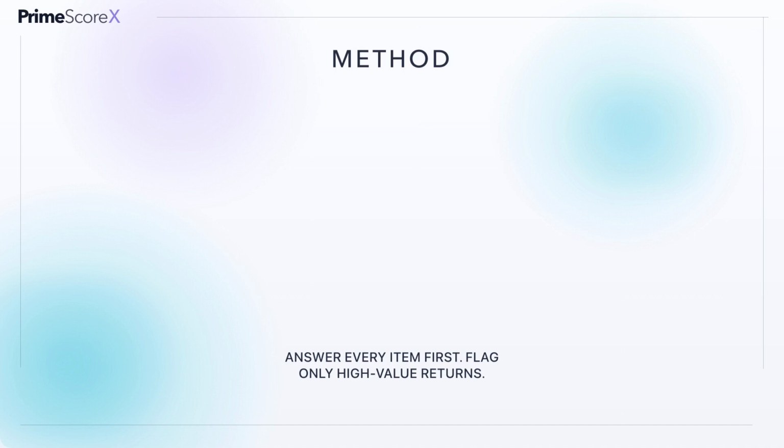Use a simple method instead of improvising. Step 1, answer every item first. Step 2, flag only high-value returns. These first two moves slow the situation down just enough to create control, without turning the question or the study session into a long analysis exercise.